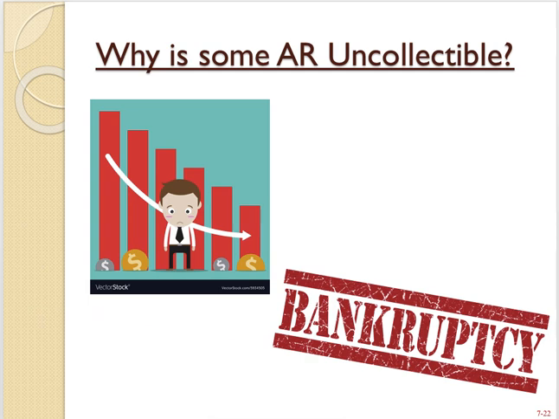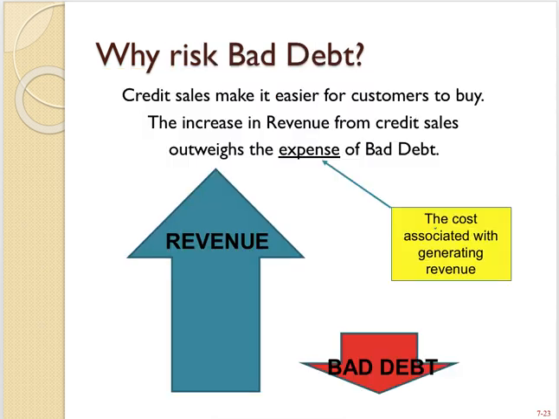So knowing that there's a risk that some of your customers may not be able to pay you, why would a company even take that risk? Okay, well, here's the thing. Credit sales, which means selling something to a customer on credit or on account, meaning they don't have to pay cash right away, they'll pay it in the future, that makes it easier for customers to buy. If you require that they have cash right at that moment they want to buy stuff, some of your customers just aren't going to have the cash at that time, and then they would have to be turned away, and you would lose out on that sale. You'd lose out on that revenue.